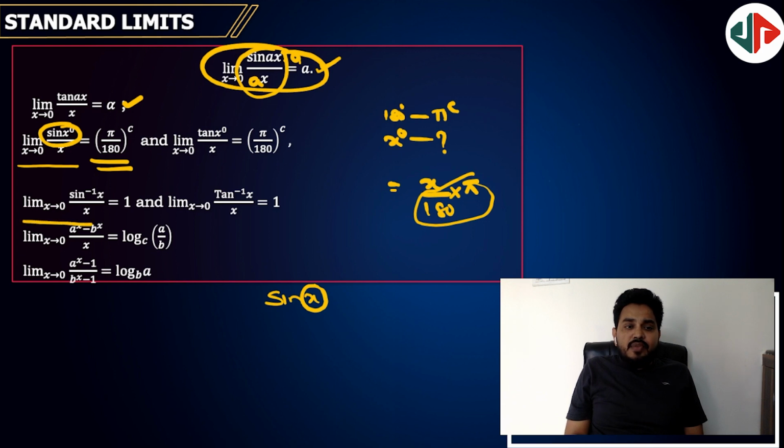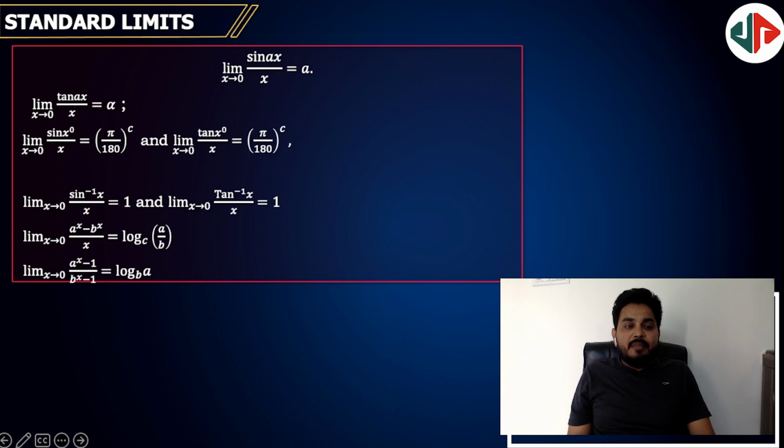Limit x tending to 0, sin inverse x by x is 1. Limit x tending to 0, tan inverse x by x is equal to 1. Limit x tending to 0, a power x minus b power x by x is equal to log a by b. Limit x tending to 0, a power x minus 1 by b power x minus 1 actually comes as log a by log b. I can take it as log a base b also.